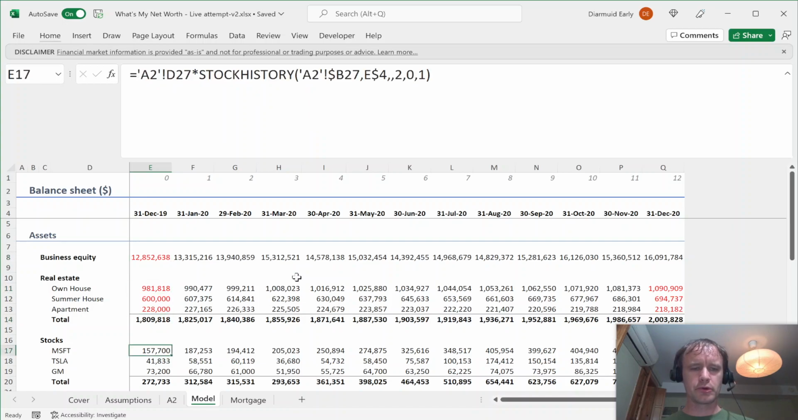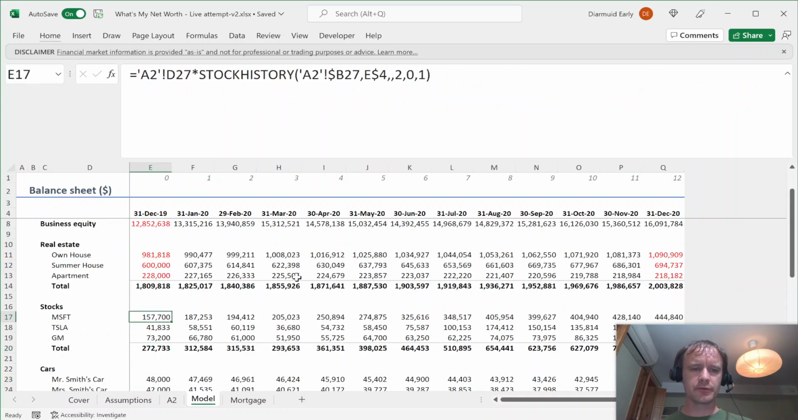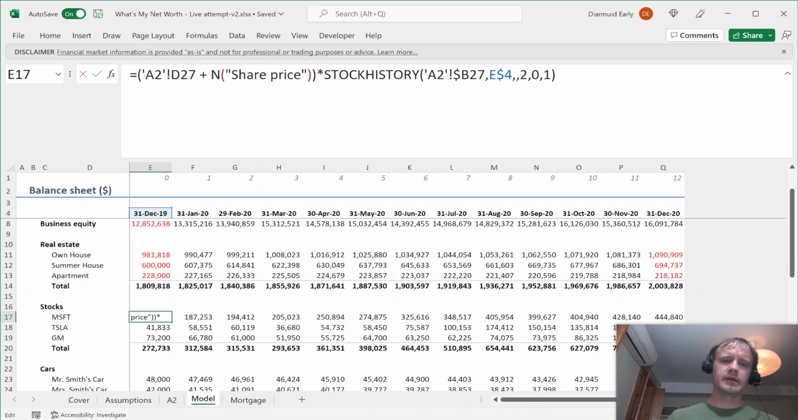The old school, pre-LET way of doing some of this kind of documentation. Let's just take this one as an example. If I wanted to document the idea that this was the number of shares and this was the share price, then what I can do, sometimes would do, is something like this. So basically, N is a way of taking the numerical value of something, and if you give N a text argument, it returns 0. So anytime I add 0, it doesn't change the value.